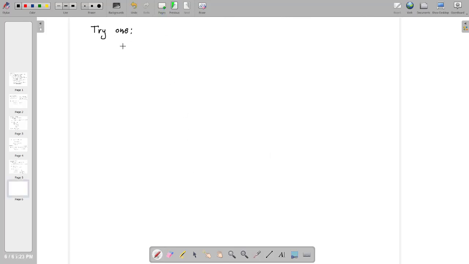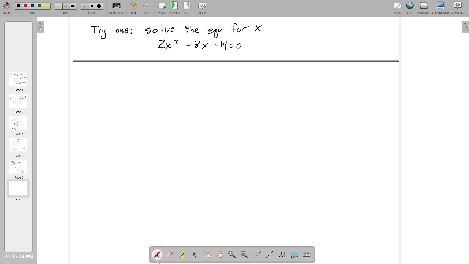Try one. Solve the equation for x. 2x squared minus 3x minus 14 equals 0. Notice that your a is not equal to 1, so you will have to use the long version of the factorization process.